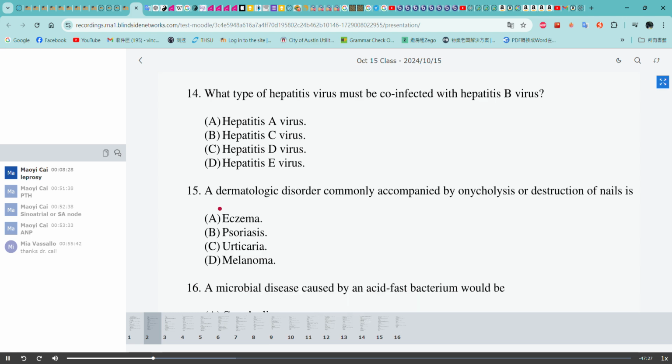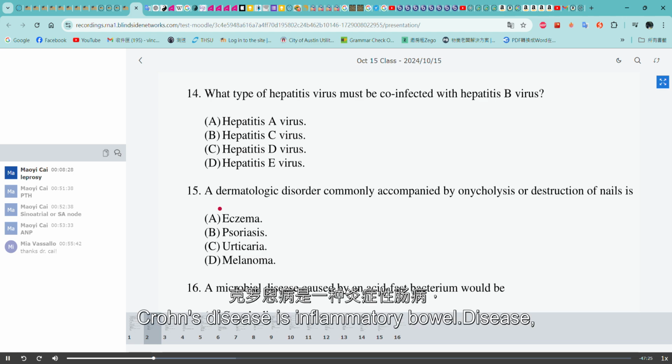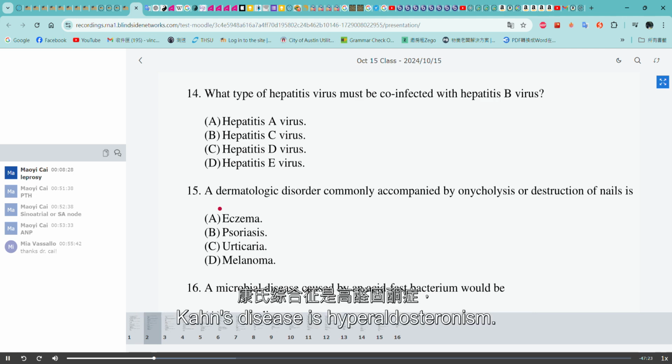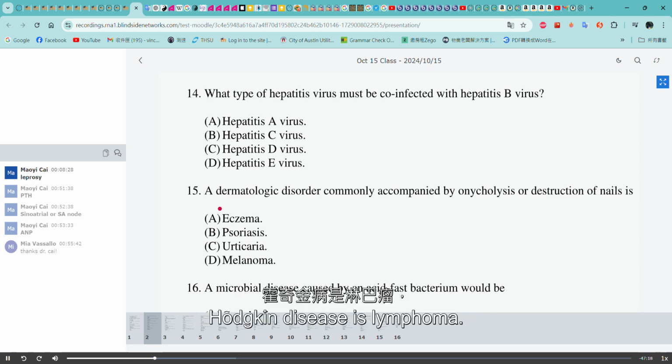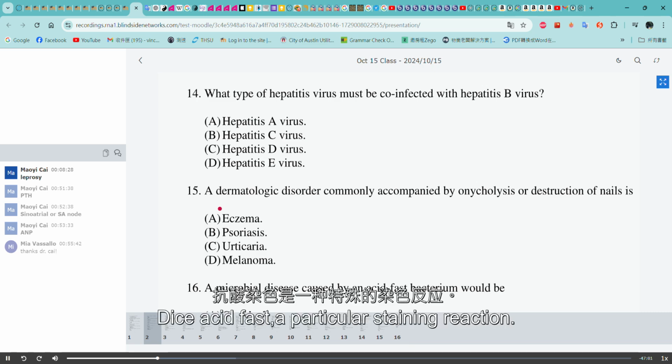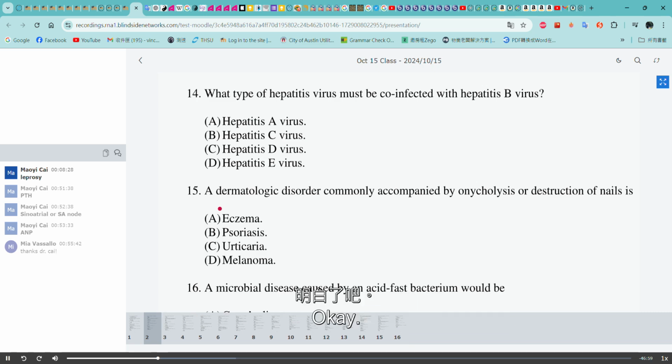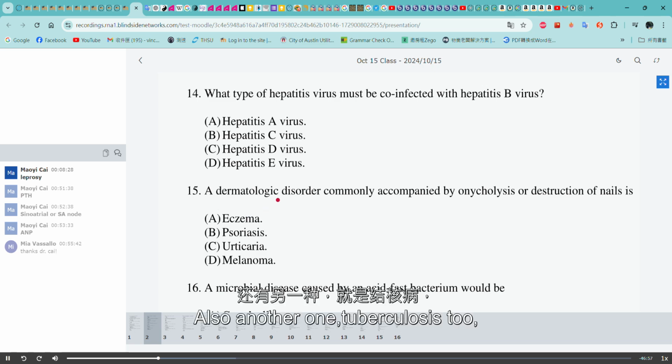That's very tricky. Crohn's disease is inflammatory bowel disease, right? Conn's disease is hyperaldosteronism. Hodgkin disease is a lymphoma. But Hansen's disease is leprosy. Leprosy is caused by a bacteria, which is a mycobacteria. Mycobacteria is what? It is stained by acid-fast dyes. Yeah, acid-fast, a particular staining reaction, okay? So this is one. Also another one, tuberculosis, is also acid-fast, okay?